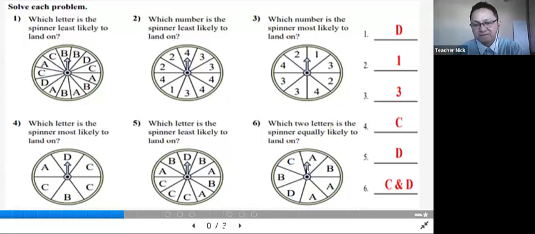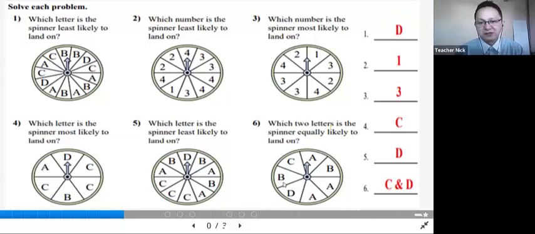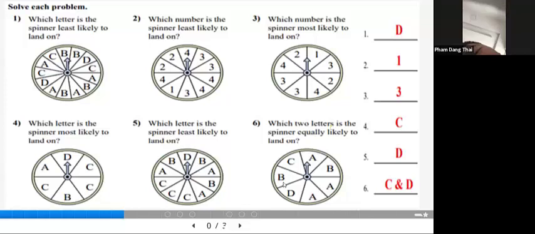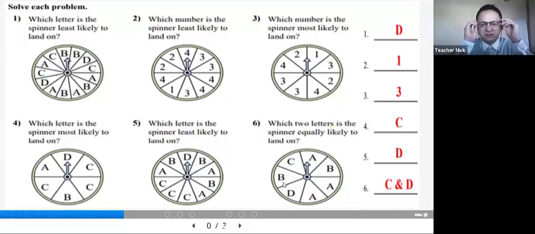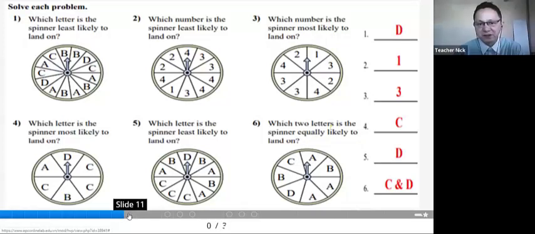Why C and D? Because they are equal in number. Yeah, because how many C's are there? C is 1. D is 1. Look at letter B. Letter B has 2. Letter A has 3. So only two letters have one each, right? Okay, I'll just add more because some of you haven't answered completely, so it's not perfect.